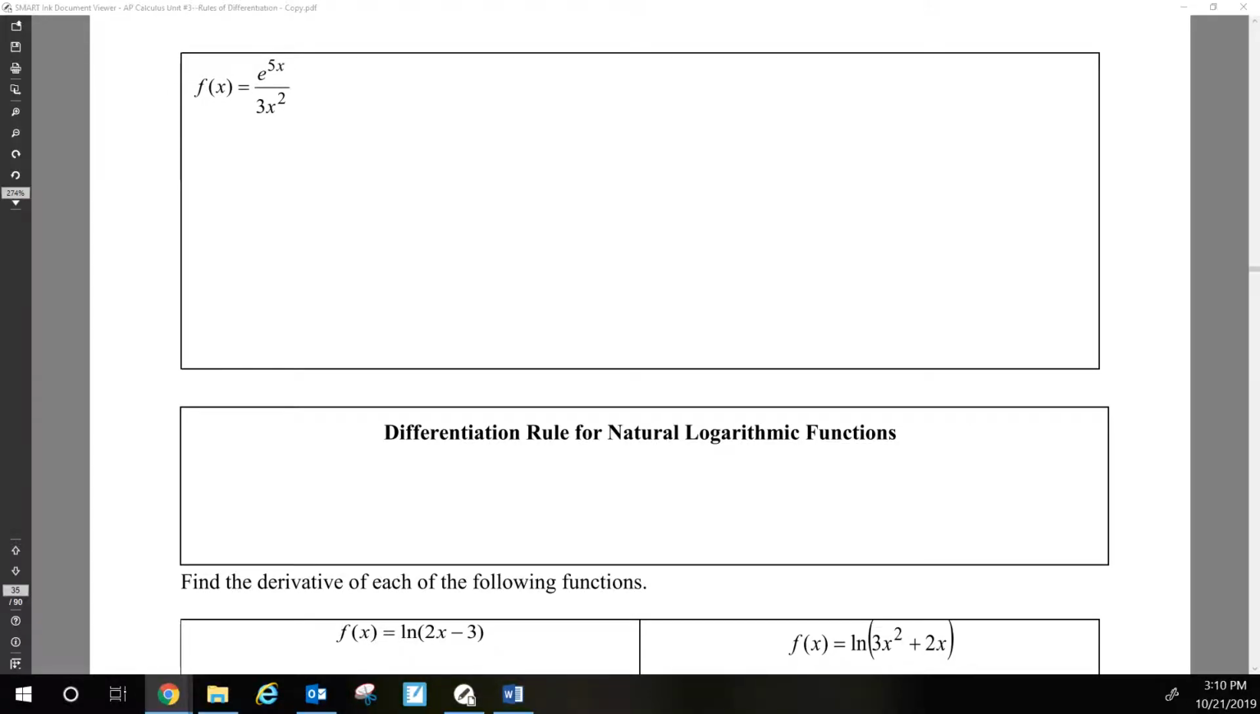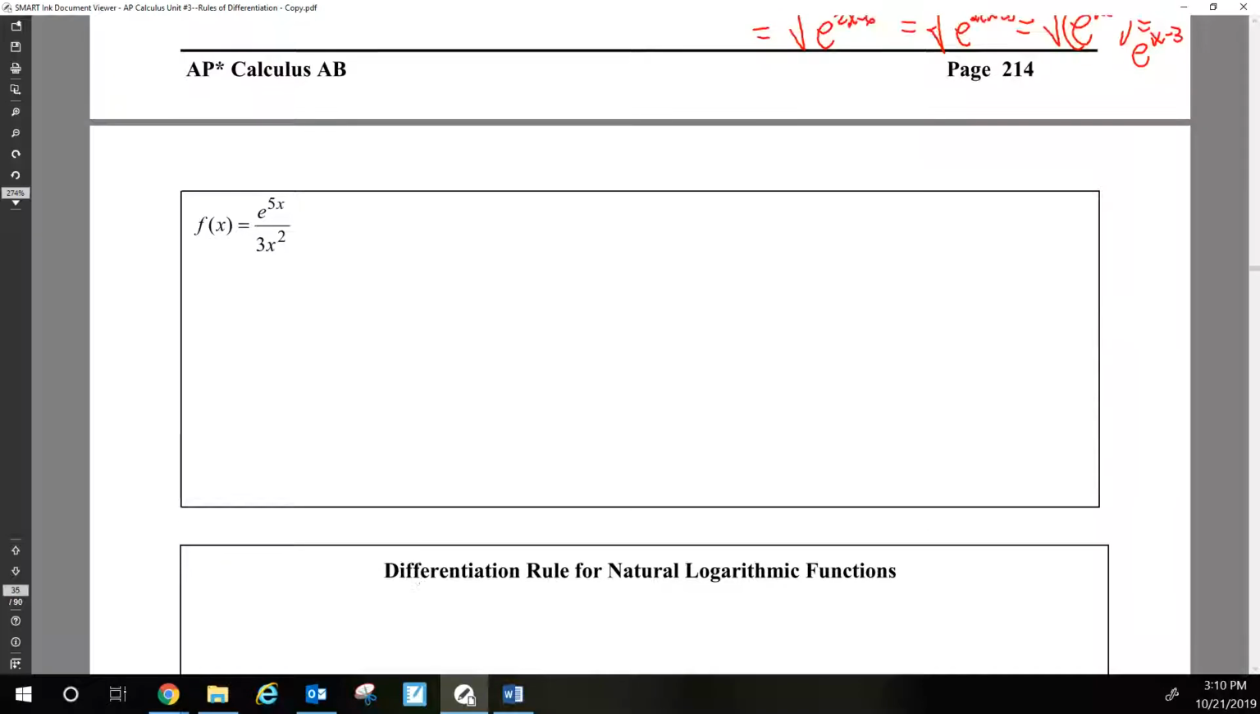All right, calculus. Here is part 2 of your base e exponential natural log function notes. Now we've got f of x is equal to e to the 5x divided by 3x squared. So we're going to have to use quotient rule because we have a fraction there, plus our new e to the 5x will require that exponential rule.